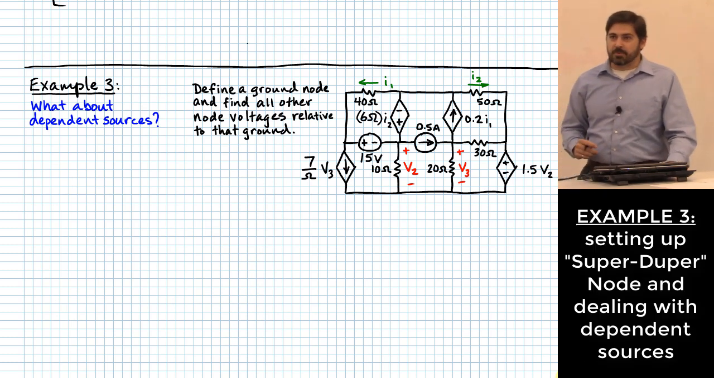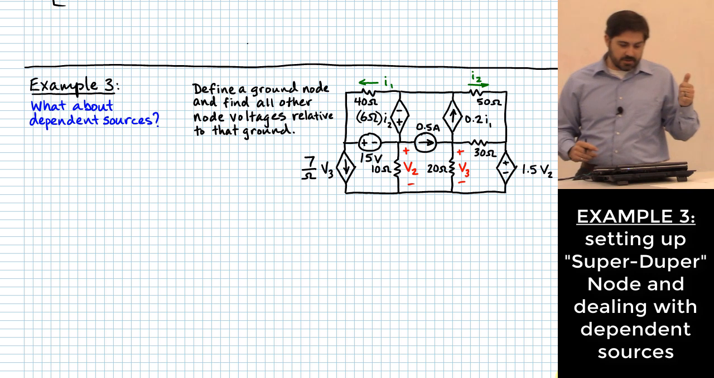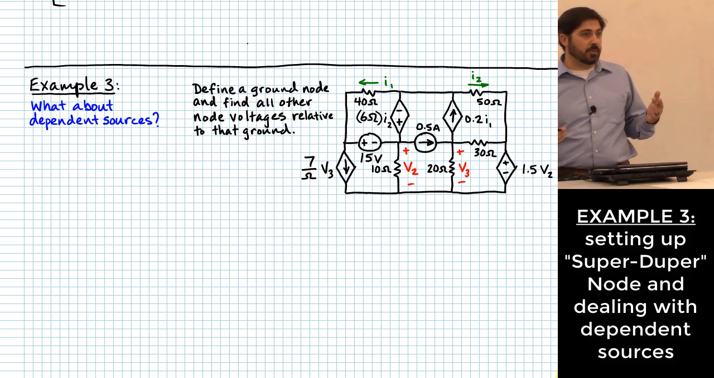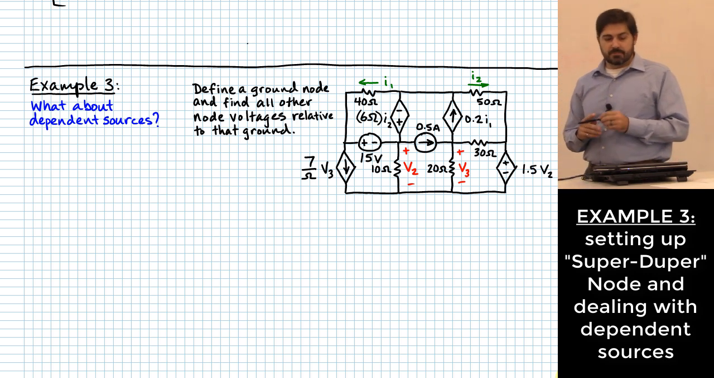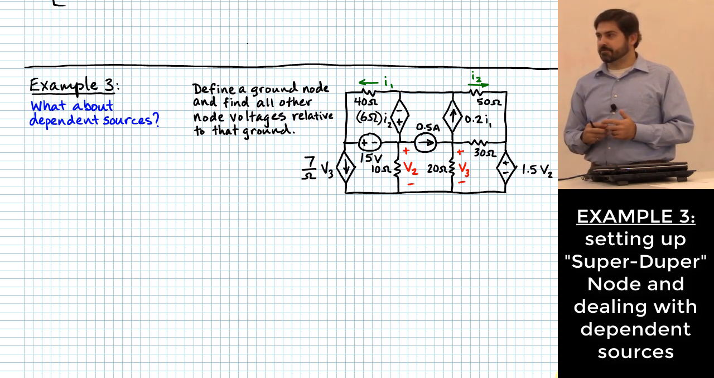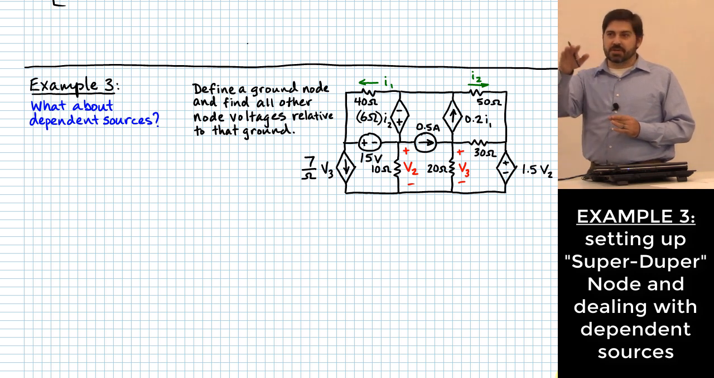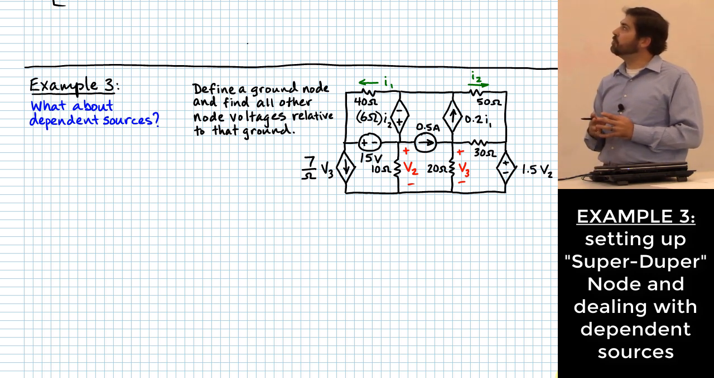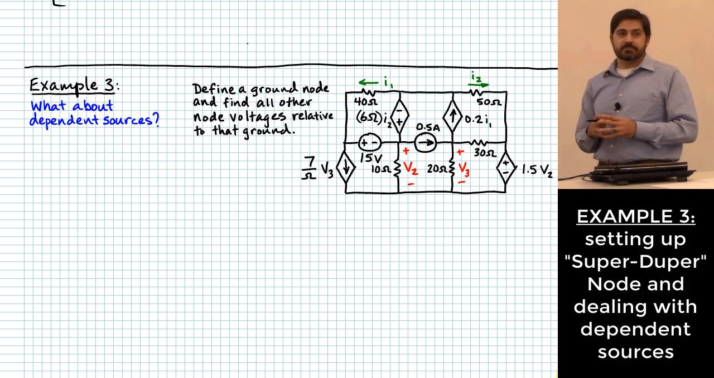Two things we're going to do with this example is answer the question, what about dependent sources? Do these cause us a problem? And then along the way, we are going to answer his question about whether you can chain together multiple voltage sources. The short answer is, yes, you can. So here's a circuit. It says, define a ground node and find all other node voltages relative to that ground.